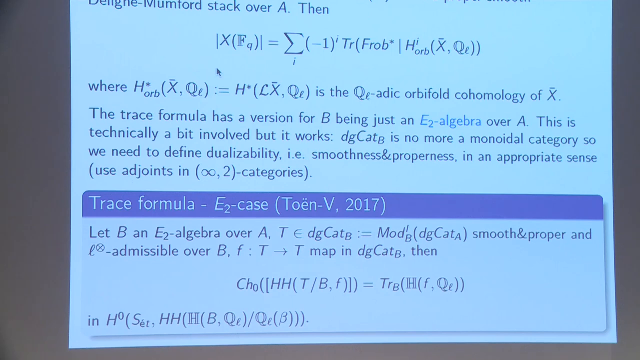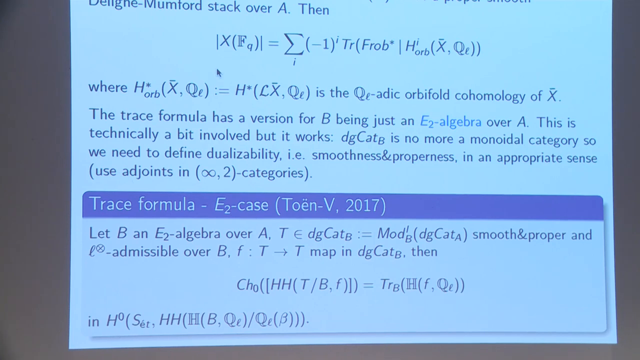It's the same formula as before, but this is now an equality in the pi zero of the spectrum. But the pi zero of the spectrum, it's easier to write it this way. So this is the Tate cohomology H zero of HH of the realization over Q_l beta. So HH is Hochschild homology. Remember, H_B Q_l is a priori an E2 algebra over Q_l beta, and you take HH, viewing this as an associative algebra. It's just HH, it's not HH E2, it's HH E1, so it's usual Hochschild homology. So there is this slight change, because defining trace in this case where DG category of B is no more monoidal, it involves Hochschild homology.